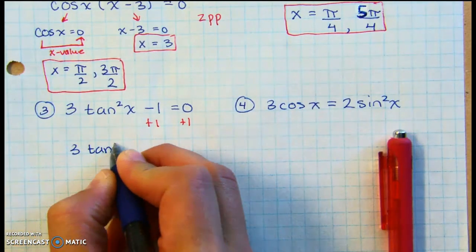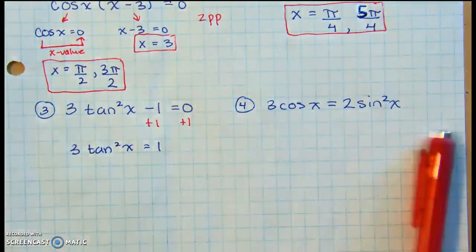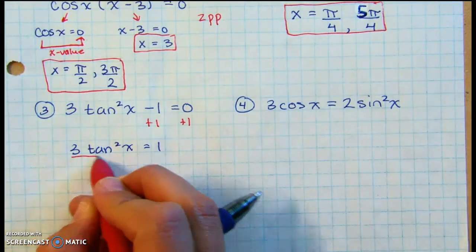We're doing good on time on this video. Here we go. So 3 tan squared equals 1. Now I'm going to divide by 3.